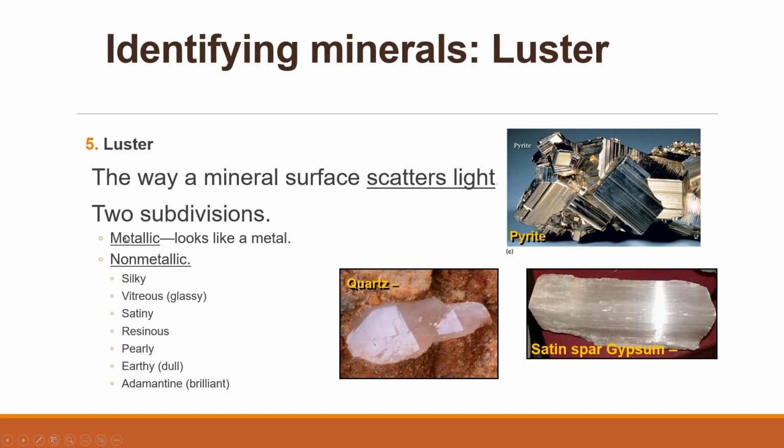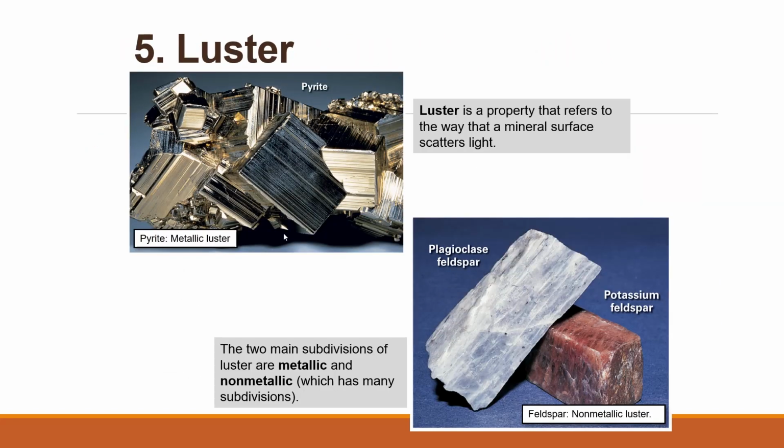So most people make the distinction of metallic or non-metallic and then don't go much further with luster. But metallic luster is rather diagnostic because you suddenly cut down your options of minerals quite a bit, because only a few minerals have a metallic luster. So again, this is how the mineral surface scatters light. So we have metallic and non-metallic.